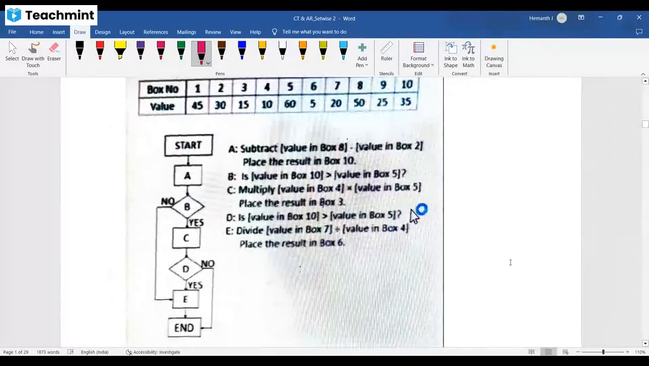If anyone's screen is not visible, please try to zoom. I just want to show the entire flow chart, so I went for zoom out. If you want, you can zoom the things.